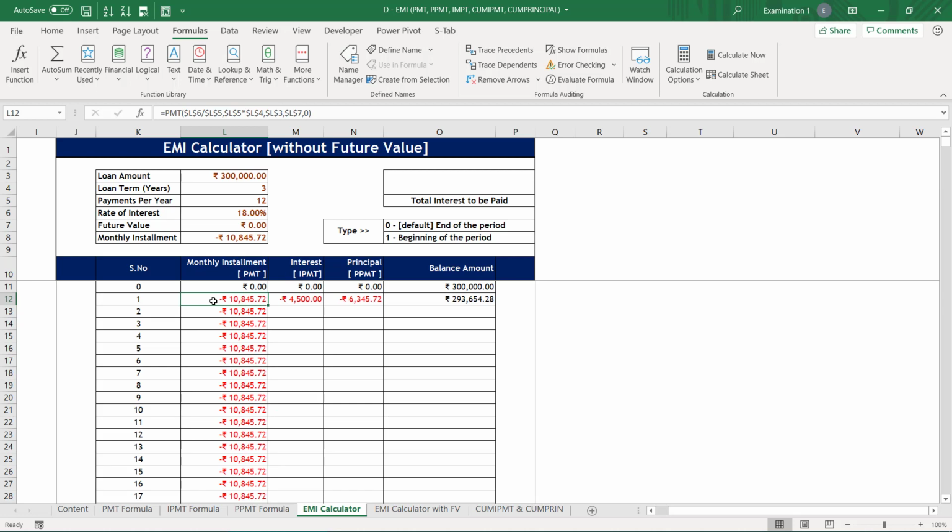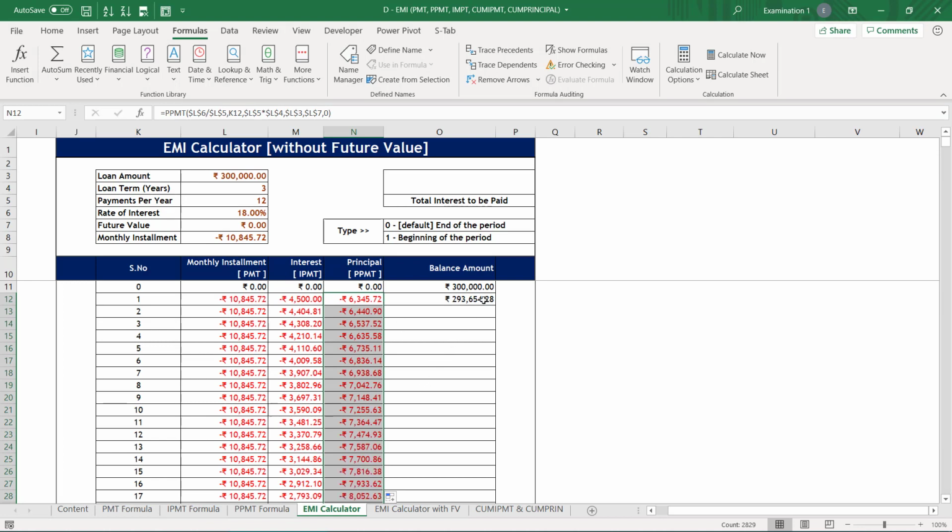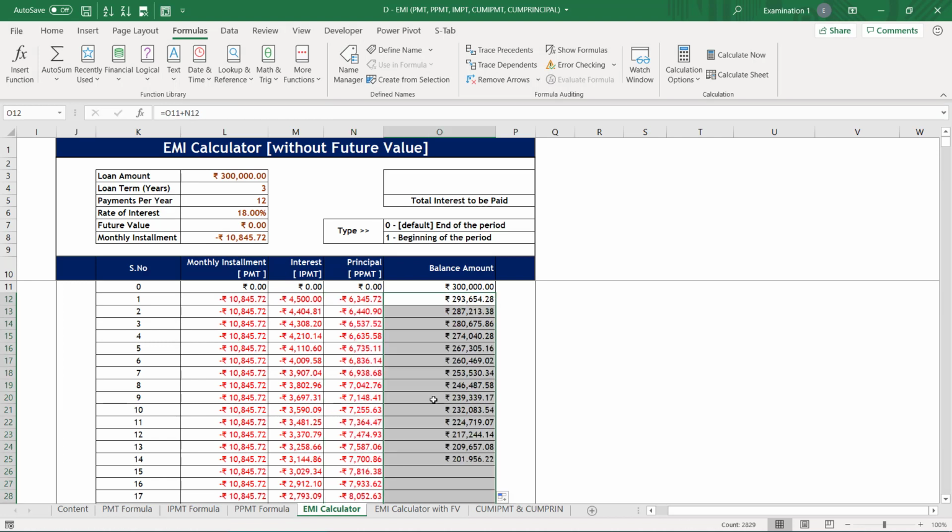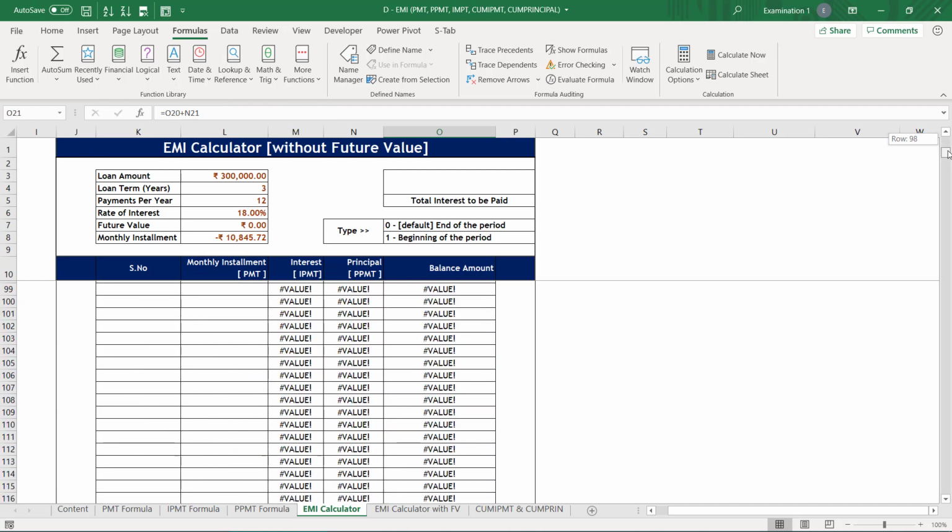It is going to be debited from the account, and that is the reason why it is a negative number. I'll double click this, I'll double click this one, and I'll double click on this one. And you can see now I've got the full schedule. Just have a look.